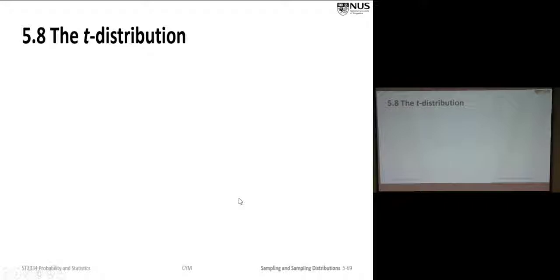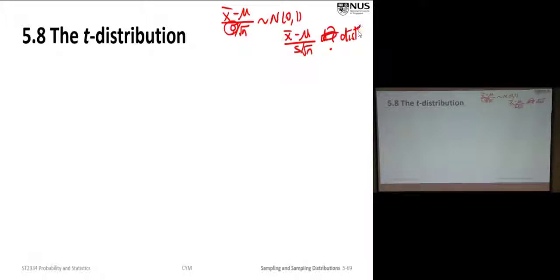Okay, so the t distribution. We'll briefly discuss what the t distribution is. What is the significance of this t distribution? Because remember we have this thing. This is standard normal, right? If xi are normally distributed with mean mu and variance sigma square. But what happens if we don't know sigma? Naturally, we will estimate it by the sample standard deviation. So now the question is, what is the distribution of this quantity?